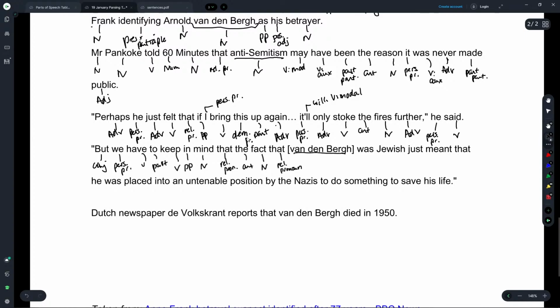Van den Berg, in this case, this was added by the editor later on. Noun. Was, verb, in this case copula, because it combines Van den Berg to Jewish, right? So we have a copula, and Jewish would be our subject attribute, but that's for in a few minutes. Jewish, adjective, just, adverb, yeah, adjective makes sense. Meant, verb, that, relative pronoun.